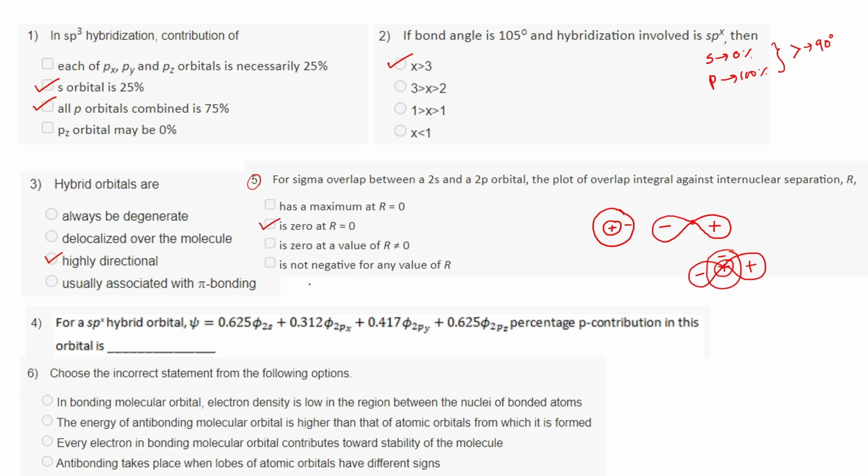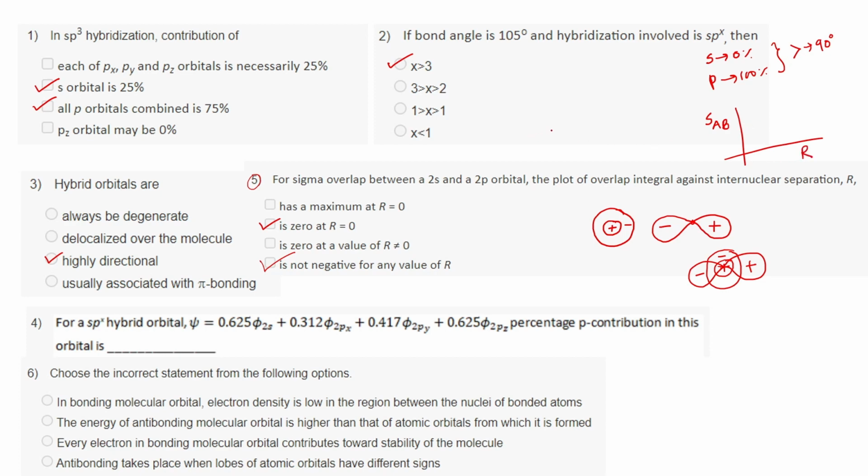And the other answer would have been that it is not negative for any value of r. In case of antibonding, the overlap is negative, but here we are talking about sigma overlap, mostly the bonding. That is why this is not negative for any values of r. I think in the previous video lecture I have shown how the overlap integral SAB would look, the plot of that with R.